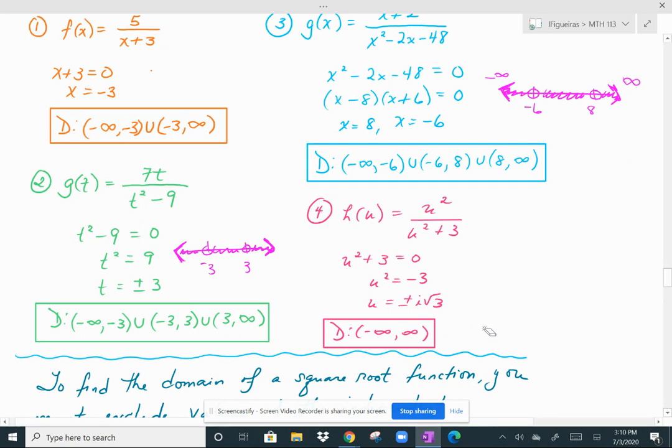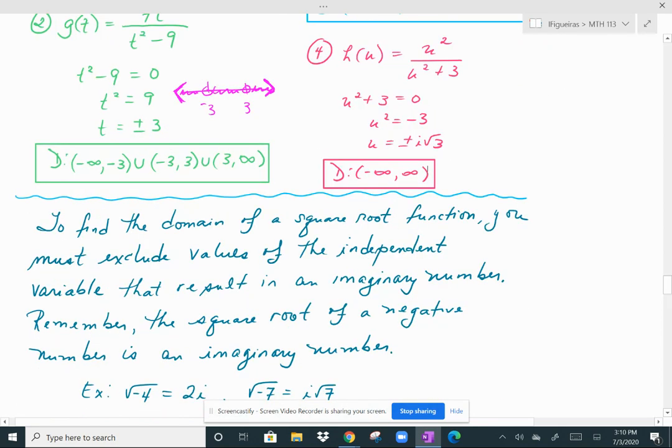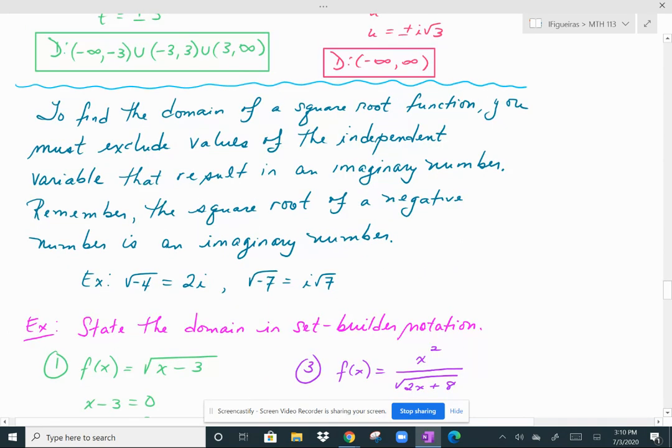So let's move on. This time we're talking about the domain of a square root function. You must exclude values of the independent variable that result in an imaginary number result. And remember, how do you get an imaginary number? That's when you take the square root of a negative number. And we'll only be talking about square roots here, not higher roots. So just to remind you, the square root of -4 is 2i. The square root of -7 is i root 7.